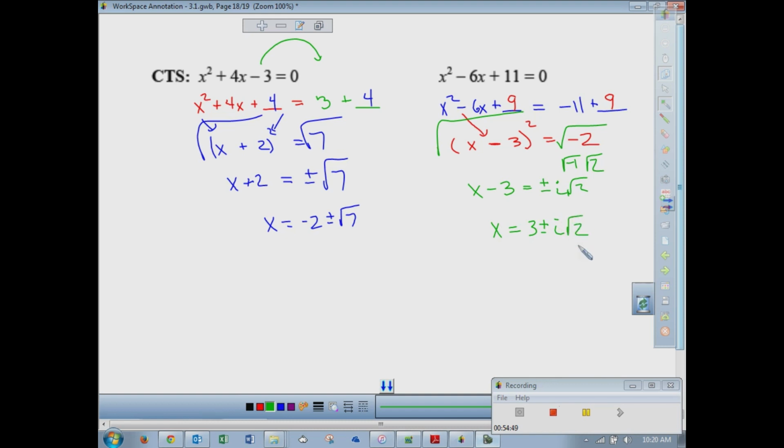In the real number system, depending on what my math lab says, you'd say no real solutions. In the complex number system, we'd have this.